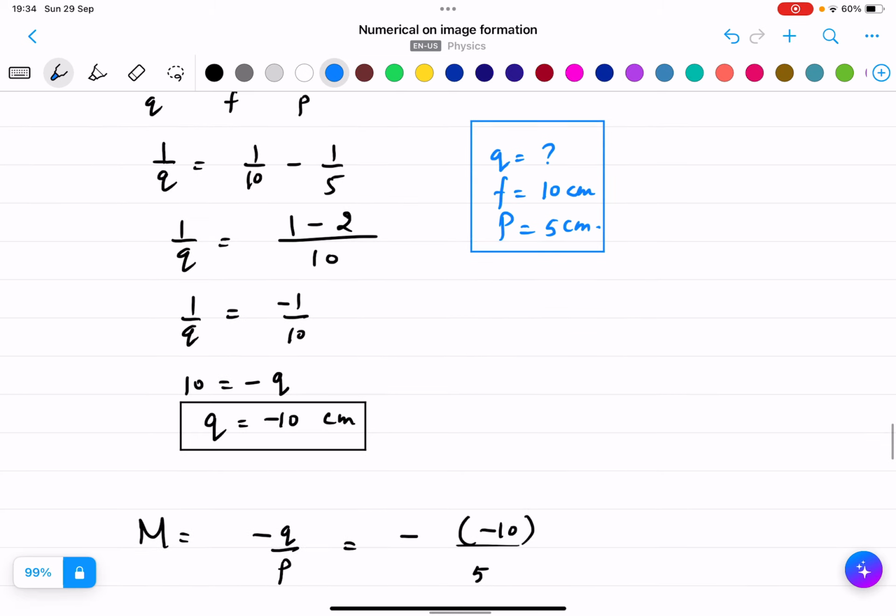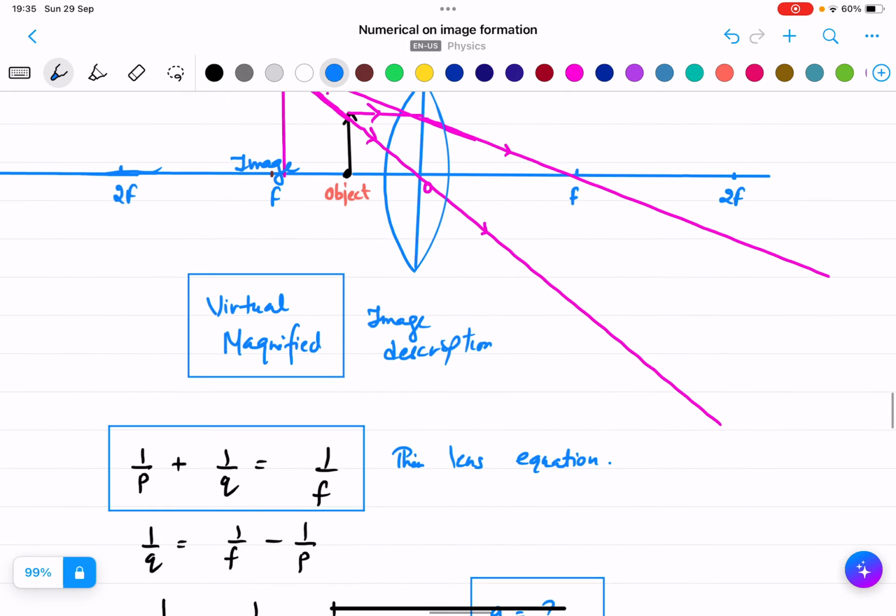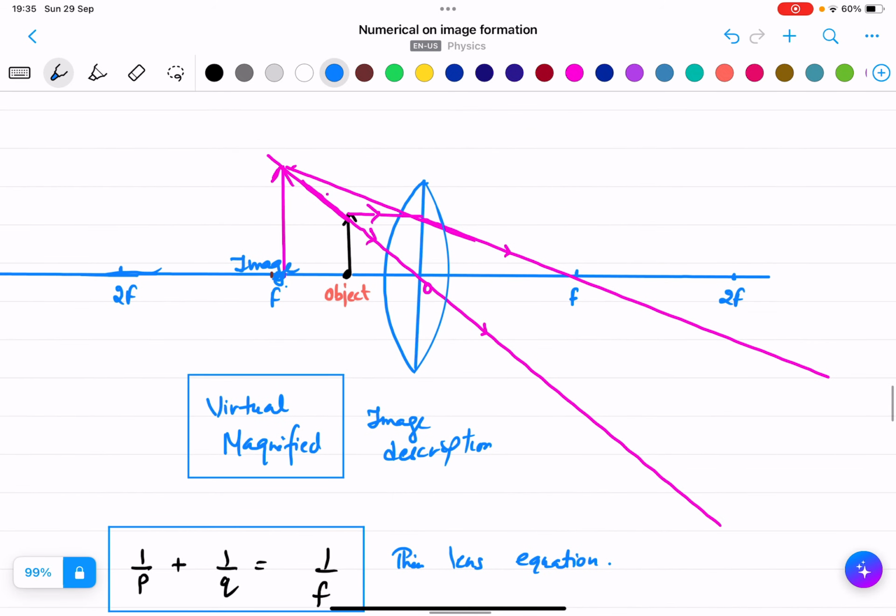Okay, so when we find out q equals minus 10 centimeter, now you can see it is minus 10. That means the image is created on the same side of the lens. So basically the image is at the focus.